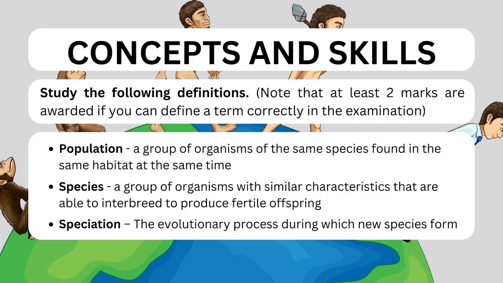Concepts and skills. Study the following definitions. Note that at least 2 marks are awarded if you can define a term correctly in the examination. Population: a group of organisms of the same species, found in the same habitat at the same time. Species: a group of organisms with similar characteristics that are able to interbreed to produce fertile offspring. Speciation: the evolutionary process during which new species form.